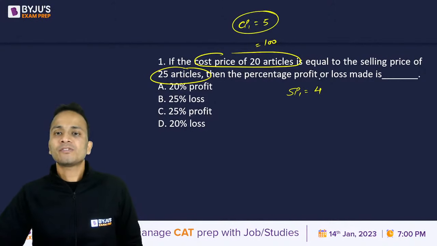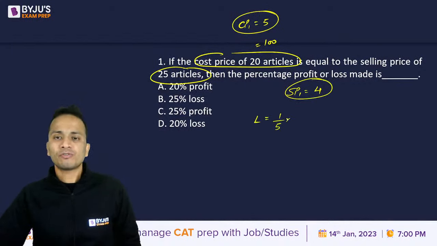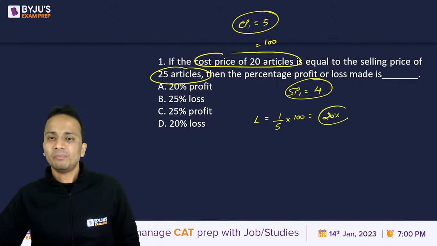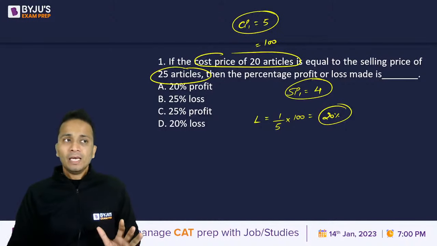So, cost price is 5, selling price is 4. So, we have a loss of rupee 1 over the cost price of 5 multiplied by 100, and the answer will come out to be 20%. Simple as that. Ye question hum orally bhi kar sakte hain.